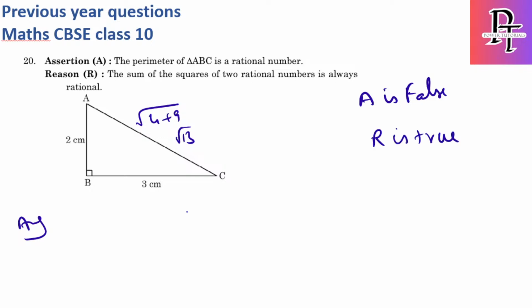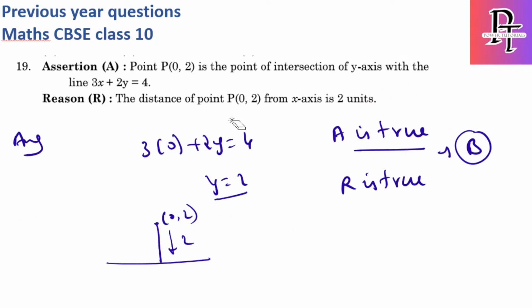The sum of squares of any two rational numbers, so you consider 2 by 3 and 5 by 6. If I square these two, I'll get a rational number. Even 2 and 3 are rational, and if I square them, again it is rational. But what about the hypotenuse? It should be the root of the sum of squares, so it is irrational. So A is false and R is true, which is option C. Wait, A is false. Okay, sorry, option D. A is false, R is true is option D.